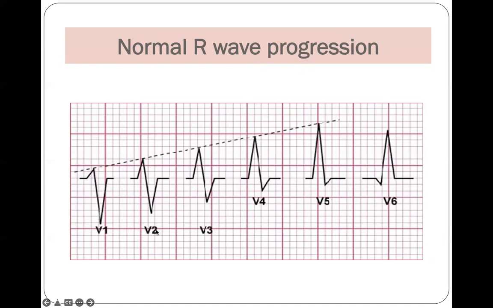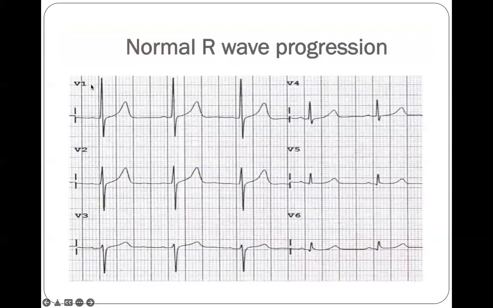And as we go away from the septum towards the left side, the R wave increases and the S wave decreases. This is the situation in V2. And in V3, both are equal, or what we call biphasic. The R and S equal each other. Then from V5 to V6, the R wave becomes larger than the S wave. And this is the normal pattern or the normal R wave progression.